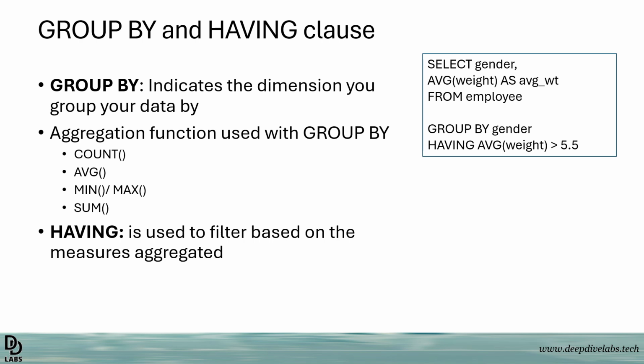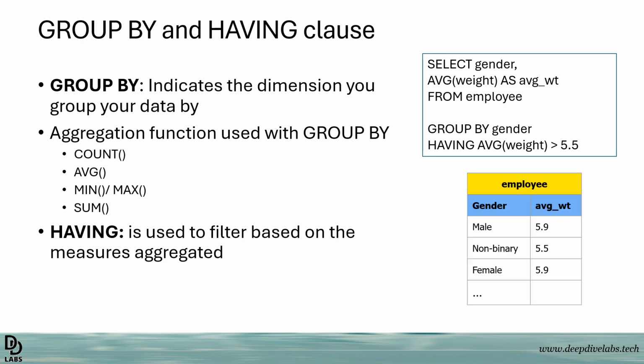So let's see an example. If we want to select the gender and average weight from the employee table, group by gender, having average weight greater than 1.5. That will return two columns from the employee table, gender and weight. For each gender, male, female, non-binary, there might be other gender values as well, but it is going to return only the genders where the average weight is greater than 5.5 for this example, right?